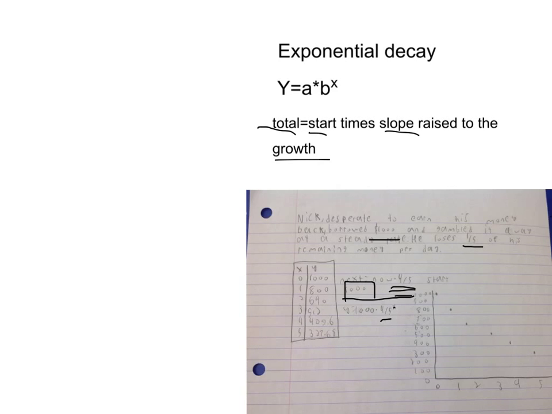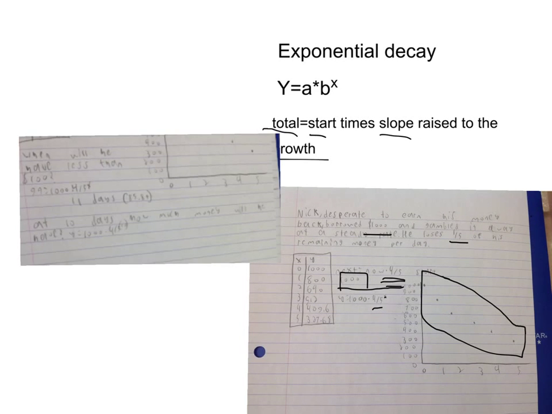The table is showing each day minusing his money, losing a fifth of his money each day. And then the graph is discrete because he's not losing money in between days, he's losing it per day.